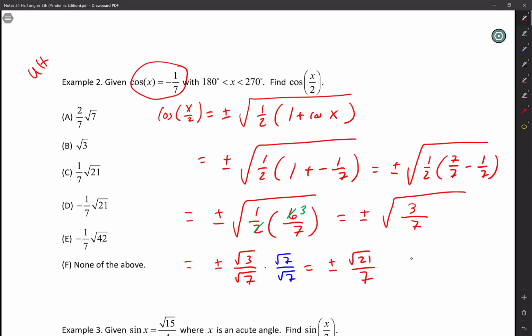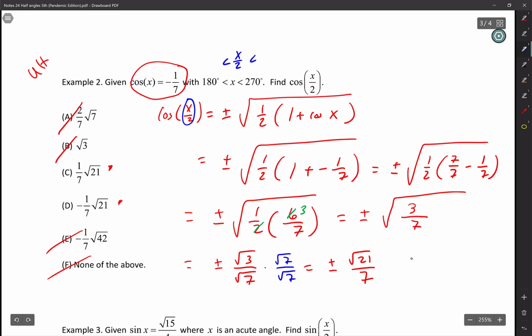I look at my answer choices. Delete, delete, maybe, delete. And because my two answer choices of plus and minus are in there, letter F is out. And now what? Yeah, how do we do that? We got to figure out where cosine half x is at. I guess I should write it the way they wrote it. X over 2. All right.